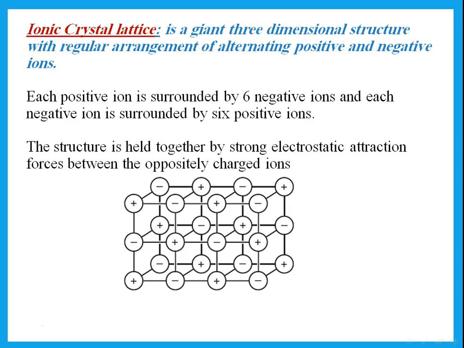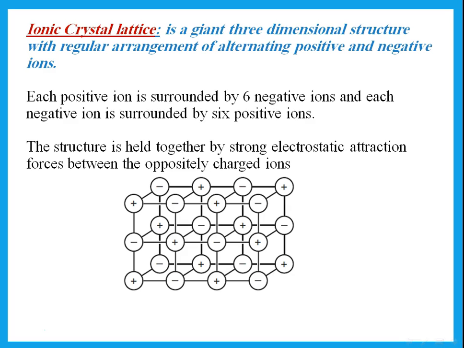In that case, that means that for each positive ion, there are 6 negative ions surrounding it. That's because for one positive, there is a negative above, a negative below, a negative on the right, a negative on the left, a negative in front, and a negative at the back. So that is 6. The same if we're looking at a positive ion. A positive ion will also have 6 negative ions surrounding it.